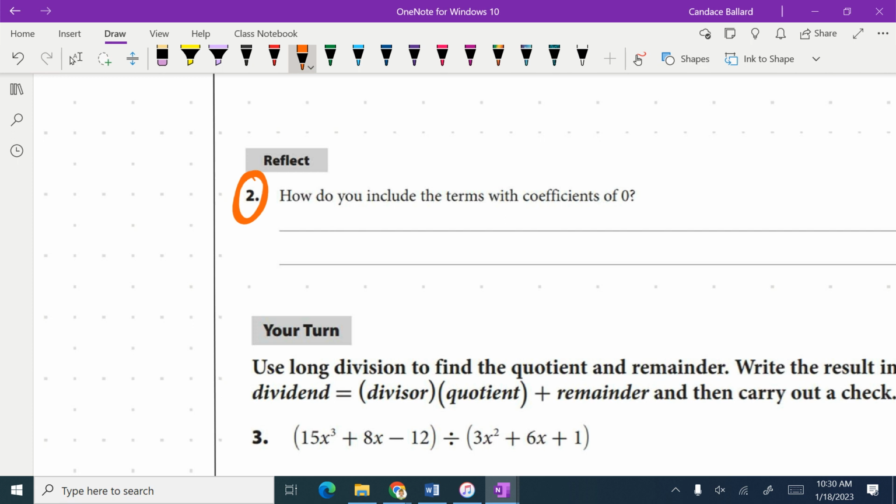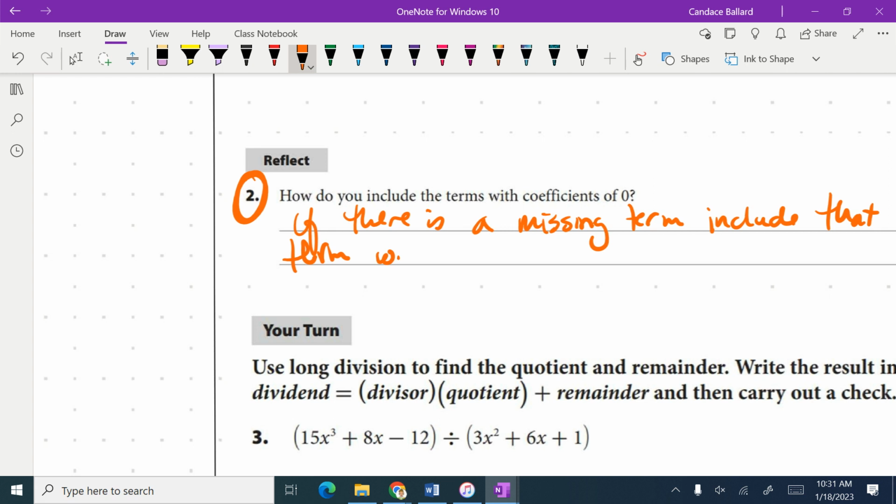Okay. Hopefully we put something down about if there's a missing term, you want to make it 0 of that term, right? So if there is a missing term, include that term with a 0 coefficient. If it's along those lines, in your own words, that's perfectly fine. Okay?